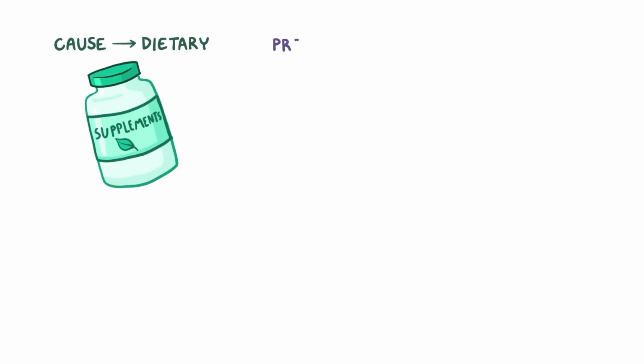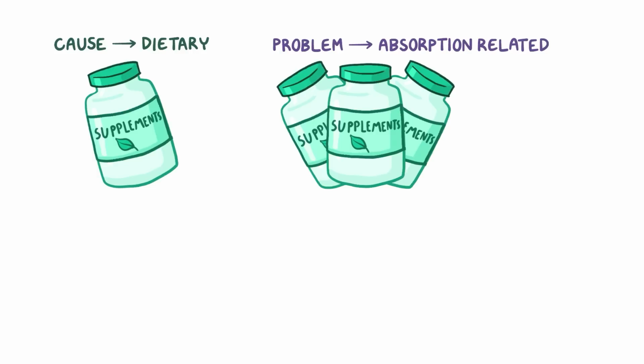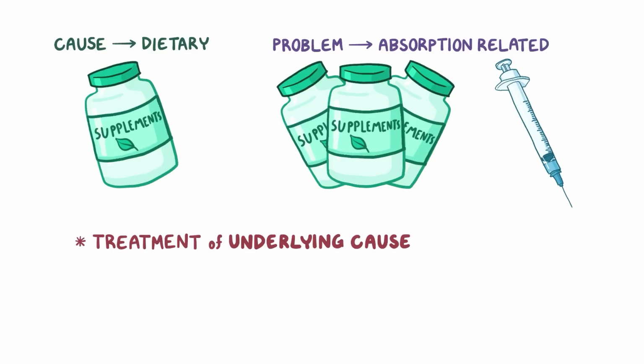When the cause of B12 deficiency is dietary, it's treated with oral B12 supplements. When the problem is absorption related, it could be treated with either really high oral B12 doses to allow for passive diffusion in the gut, or with intramuscular B12 injections for a couple of months, which can be followed with oral supplements if needed. Additionally, treatment of the underlying cause, when possible, should be started.